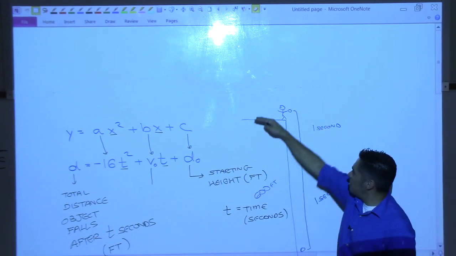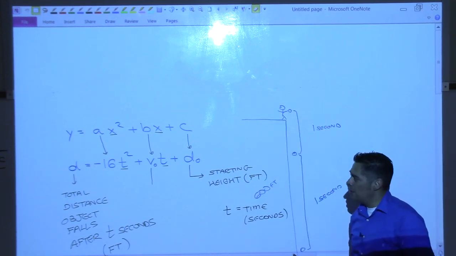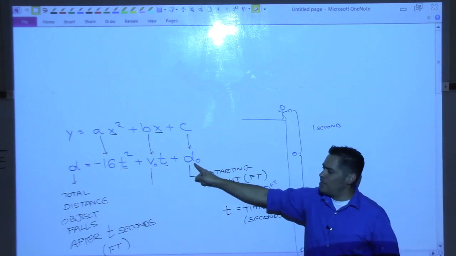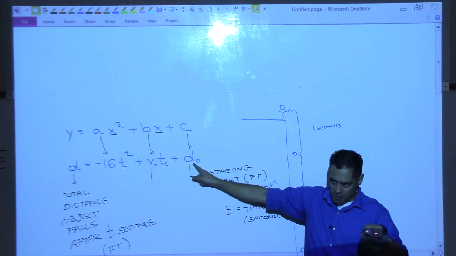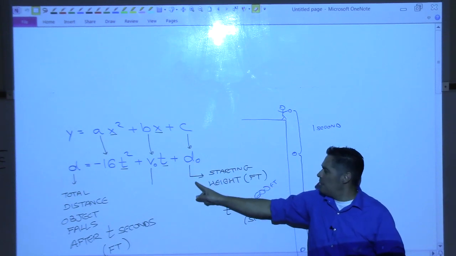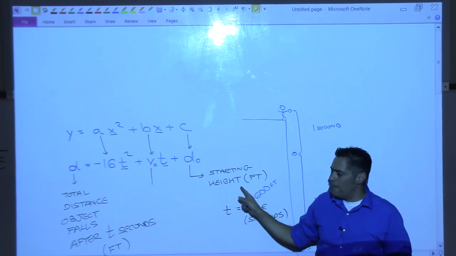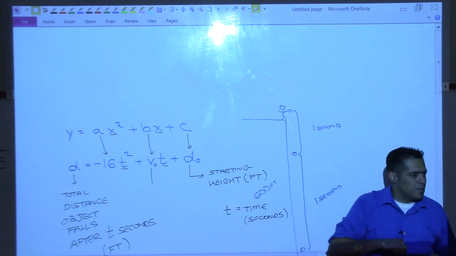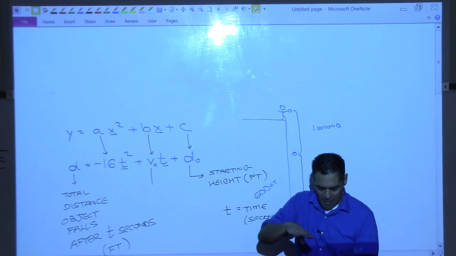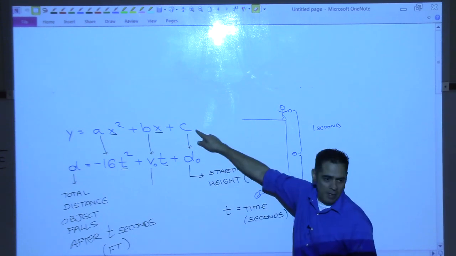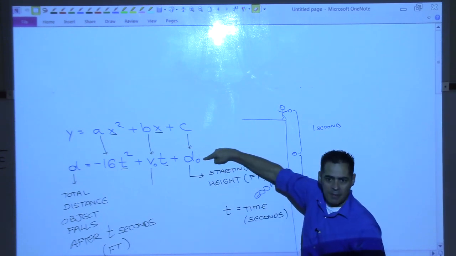In this particular problem with the falling rock, we say this D sub 0, or you can say D naught. That's the way we read that. D naught is the starting height, so that's wherever you're standing before you drop the object. When I was here with the book, our starting height was maybe like 5 feet. So that would have been a 5.